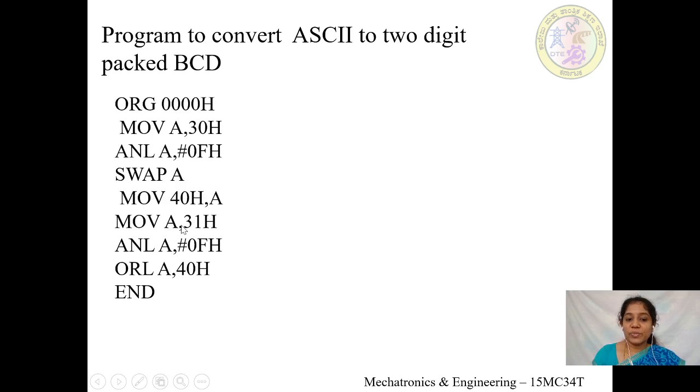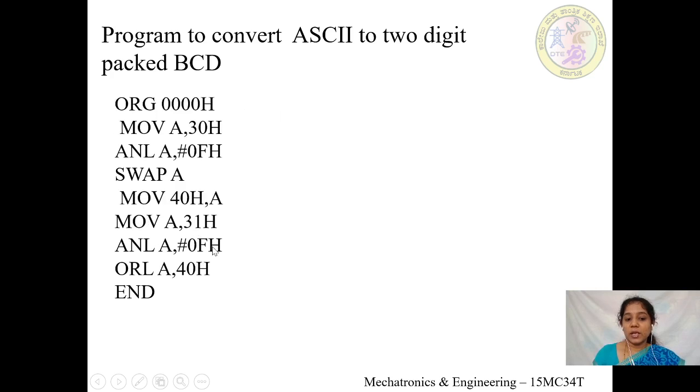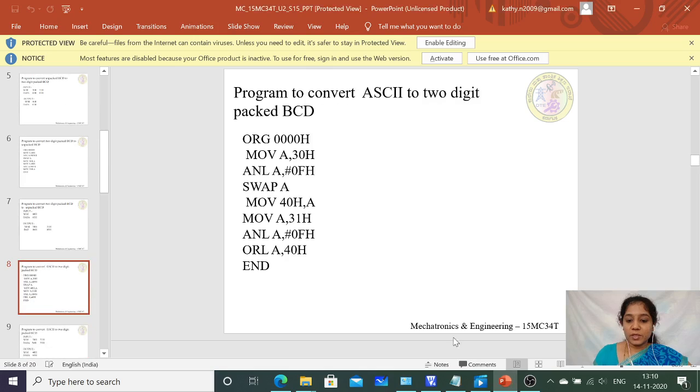Next, I will get the next data and perform the masking operation with 0fh. So 33, if you mask it, the upper nibble 3 will be eliminated and you will get only 3. Then an OR operation should be performed between that 3 and the contents of 40h. So let us try this here.